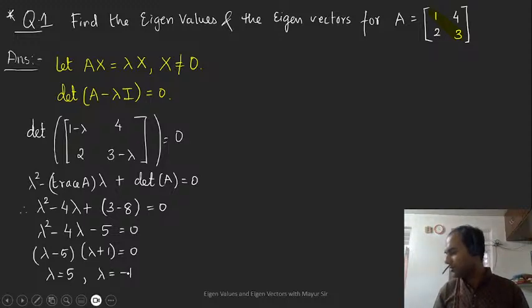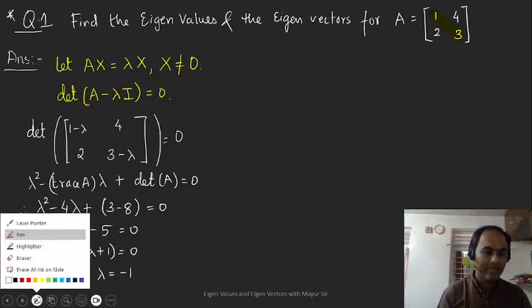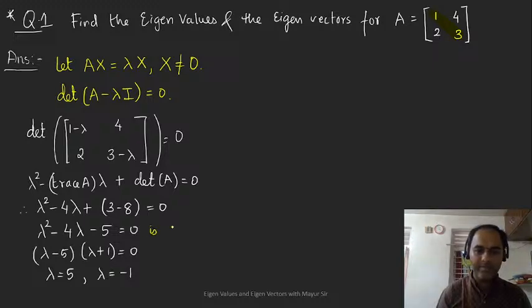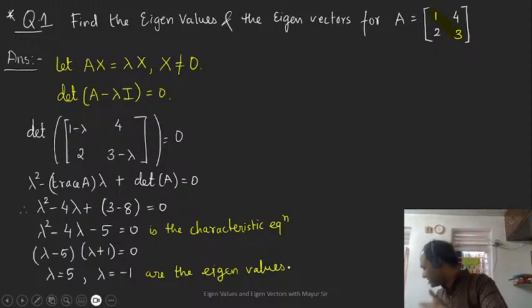These are the two values that you get, and these two are the eigenvalues of your matrix. Now see, I told you that you will be getting the characteristic equation, right? So your characteristic equation is this, and these are the eigenvalues. Please hit like if you have understood.